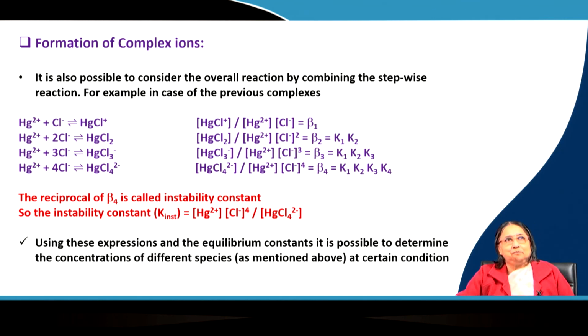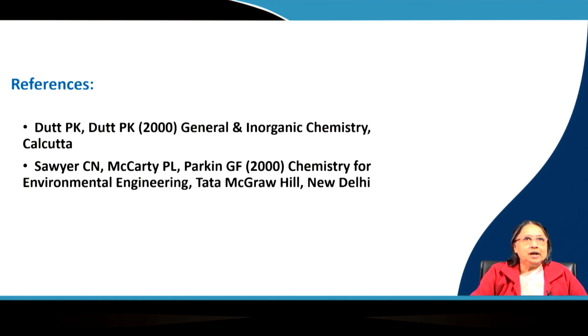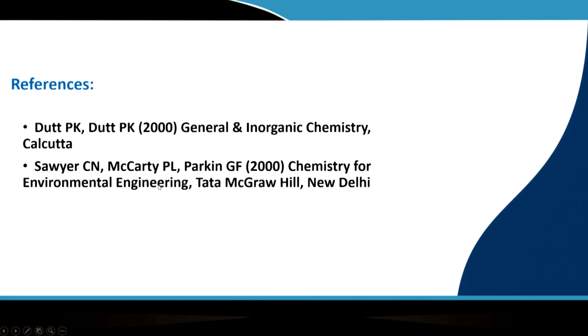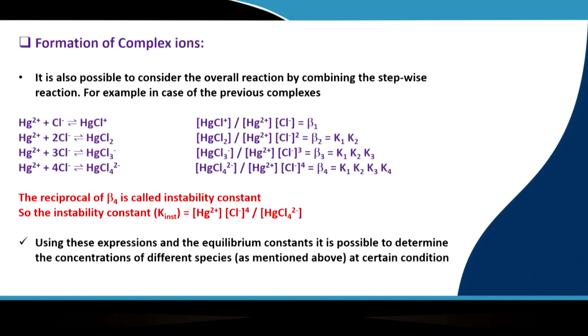This is a very complex case, but the previous one, the silver amine complex, is a very simple case. In that case also you can determine that. Now, these are the references, and in Swire-McCarthy particularly, the mercury chloride species formation is there, and one example is also shown. As I told in the previous slide, using these expressions and equilibrium constant values, you can determine the different species. There is a very nice example there.